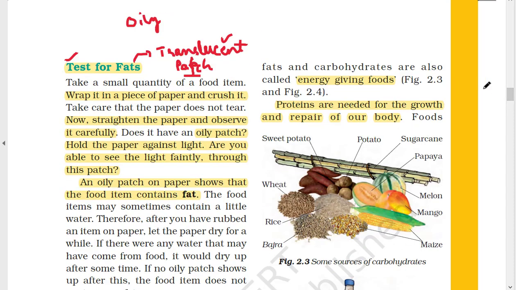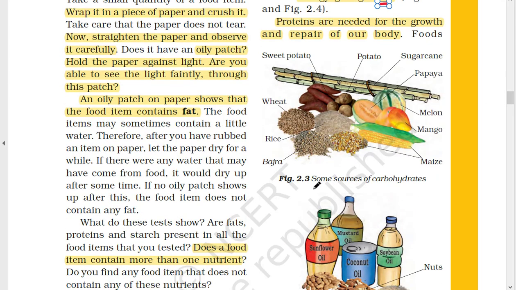So, energy giving foods, these are the carbohydrates and the fats because they give us energy, and fats give more energy. Proteins, I've already talked about, it is used for the growth and repair of our body, and therefore it is known as a bodybuilding food. Okay, so see here some sources of the carbohydrates. So you can see sweet potato, potatoes, sugarcane, papaya, melon, mango, maize, rice, bajra, wheat. So these are the sources of carbohydrates.